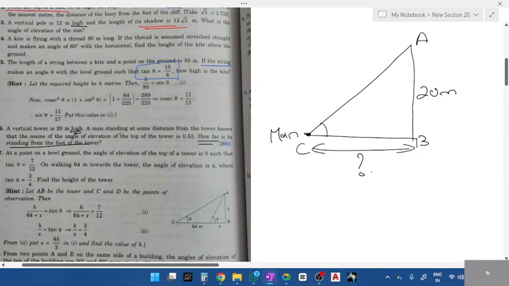A man standing at some distance from the tower knows that the cosine of the angle of elevation of the top of the tower. Which is the angle of elevation here? What do you mean by angle of elevation, students? How do you check the angle of elevation? What do you mean by elevation? Is it top or down?